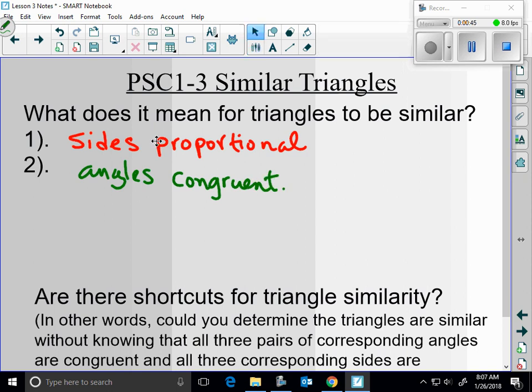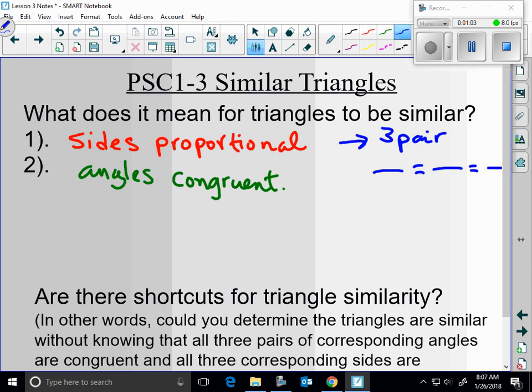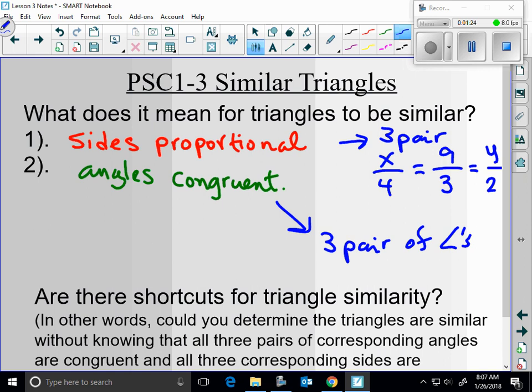Okay, so let's have a little conversation about that for a moment. How many sides are there in two triangles? 6. So there's 3 pair of sides, right? So we'd have to check 3 pair of sides, and see if each of these were proportional, so to speak. There might not be letters in there. There might be numbers. And then we'd have to look at all the angles, which means we have to look at 3 pair of angles as well, and check that those are congruent. So there's a lot that goes into that, but we can actually shorten that up.